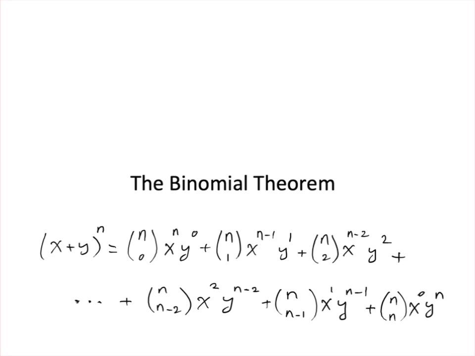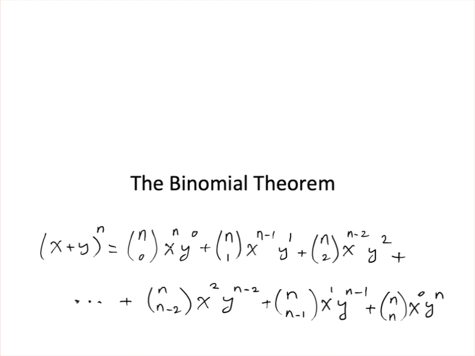Now, the binomial theorem. We can state it this way. (x + y)^n is equal to n choose 0, that's the first coefficient, times x to the power n times y to the power 0. Y to the power 0 is 1, but I'm just writing this to see the pattern. And then next you have n choose 1 as the next coefficient, n choose 2, and so on. You keep increasing how many you choose up to n choose n.